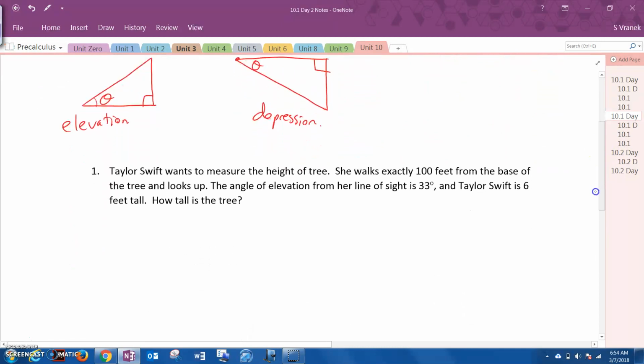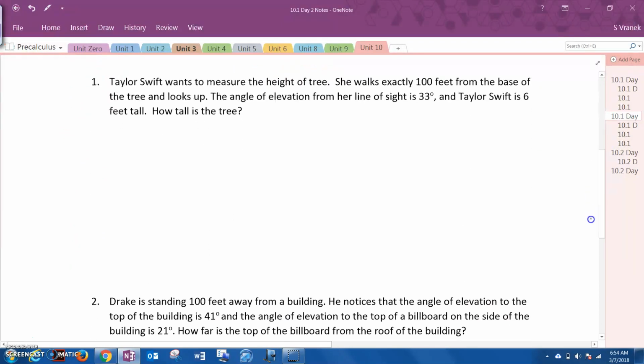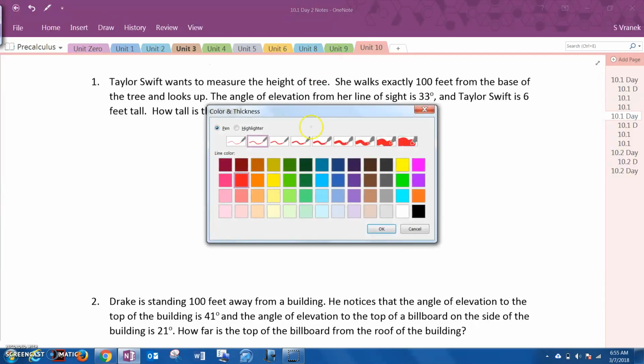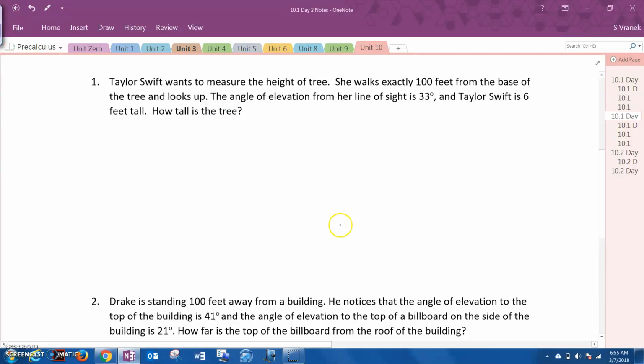We got Taylor Swift. She wants to measure the height of a tree. She walks exactly 100 feet from the base of the tree and looks up. We know the angle of elevation to her sight line is 33 degrees, and she is 6 feet tall.